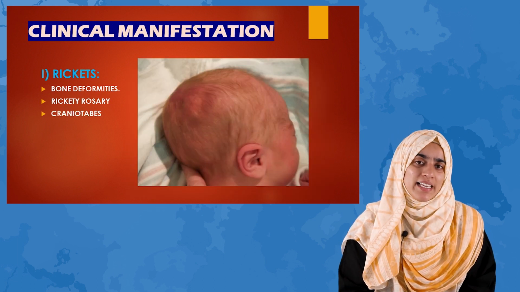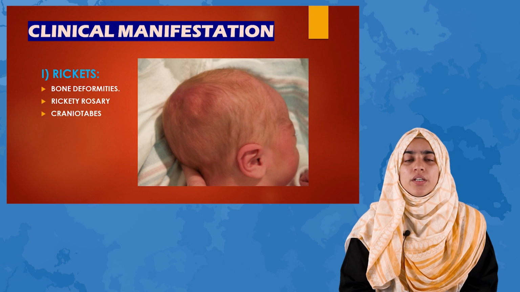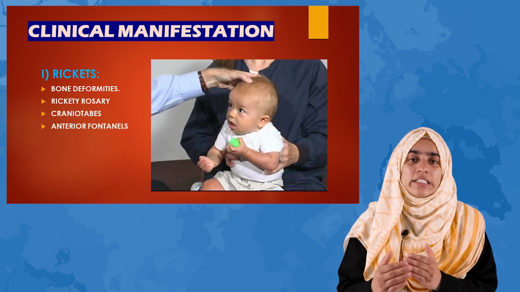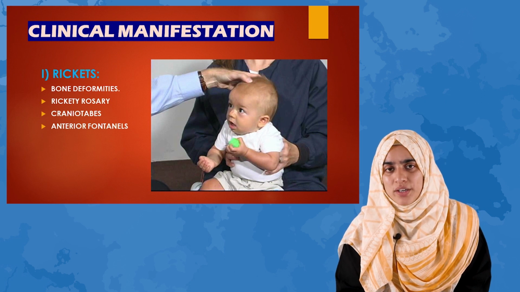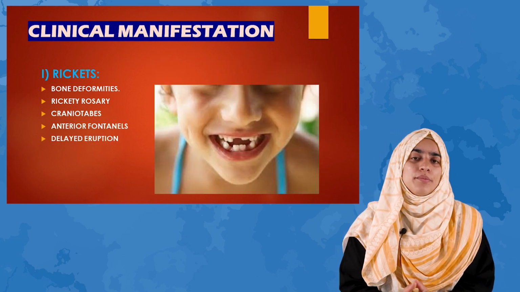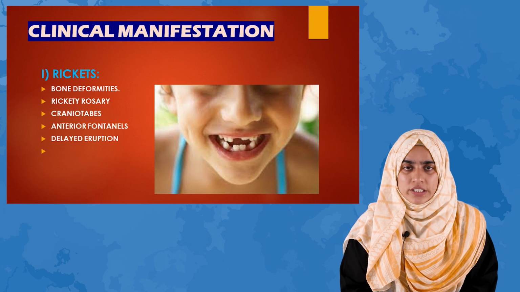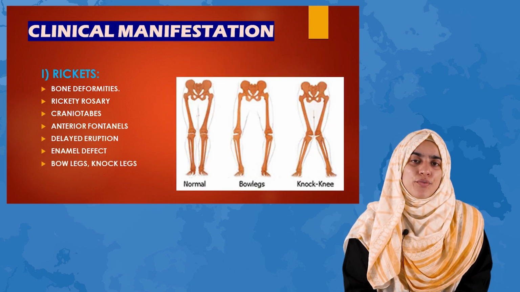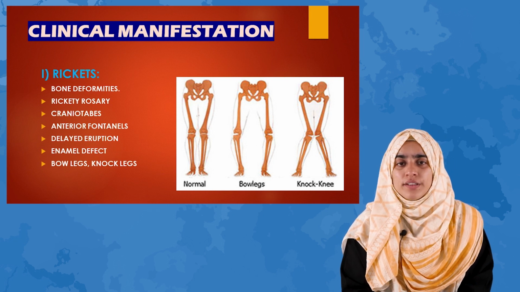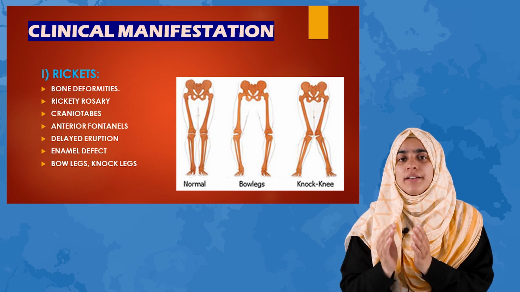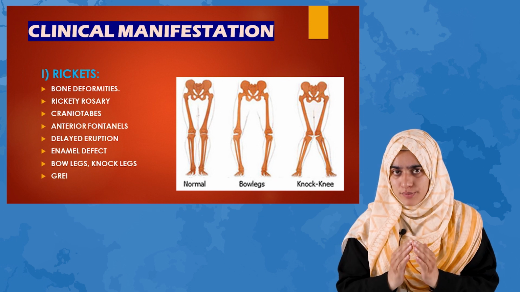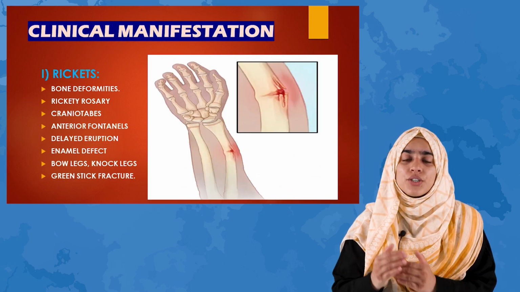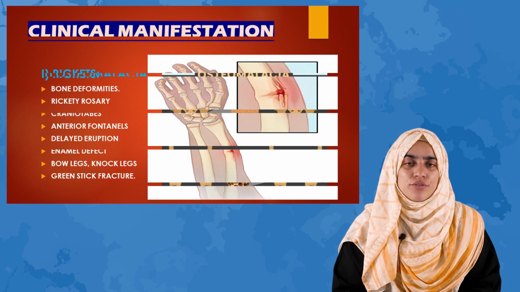The common skeletal deformities may include craniotabes. There will be chances of delayed closure of the anterior fontanelle in newborns. There will be delayed eruption of the teeth. There will be enamel defects. So in this rickets, you can find that the legs of the children are bow shaped and there are knock knees present. There is an increased frequency of greenstick fractures among the children.